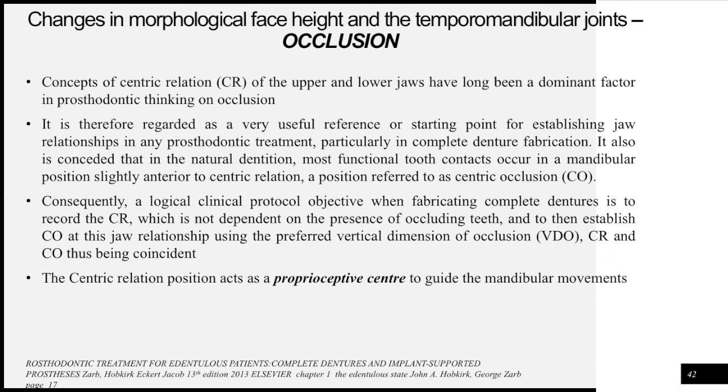It is also considered that in natural dentition, most functional tooth contacts occur in the mandible position slightly anterior to the centric relation, a position which is referred to as centric occlusion. Now, a logical clinical protocol objective when we are fabricating a complete denture is to record the centric relation, which is not dependent on the presence of the occluding teeth, and then to establish a centric occlusion at this jaw relationship using the preferred vertical dimension of occlusion. So, centric relation and centric occlusion are thus coincident. Now, the centric relation position acts as a proprioceptive center to guide the mandibular movements.